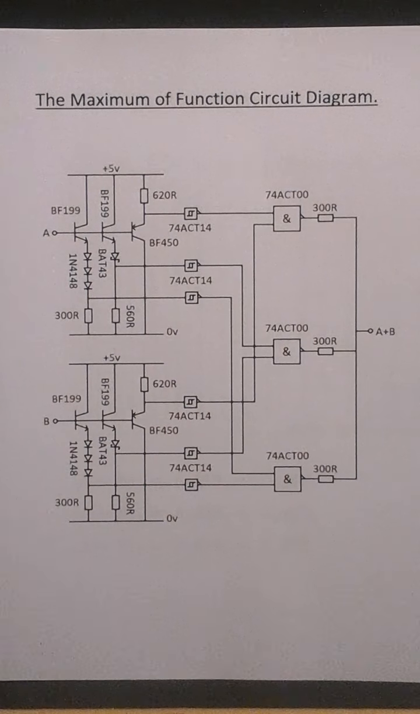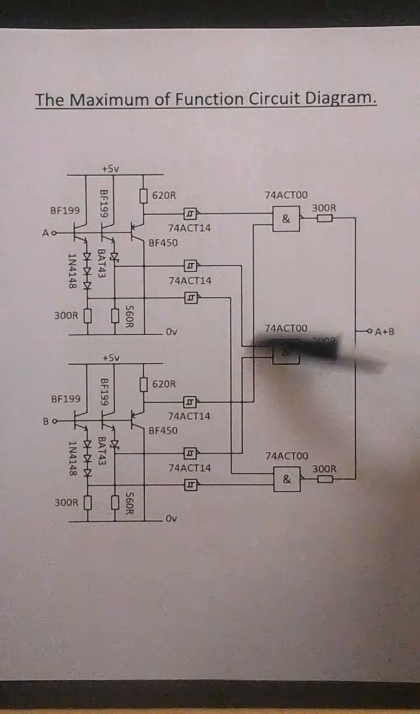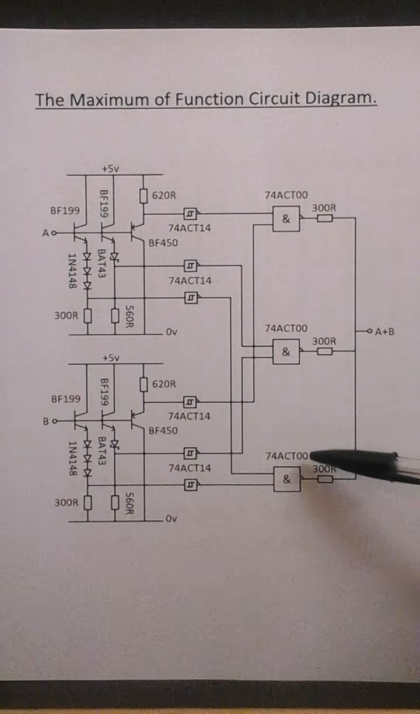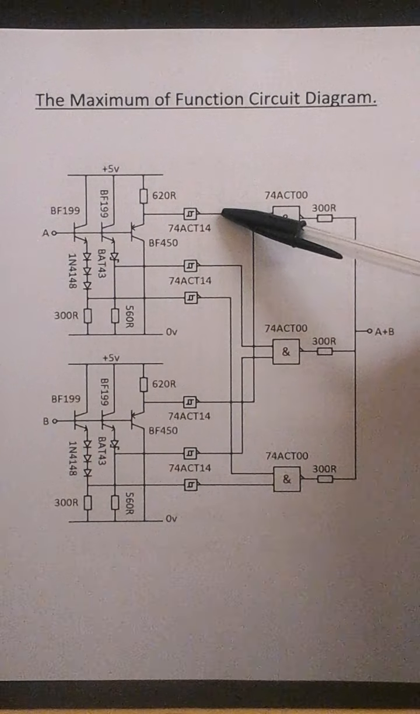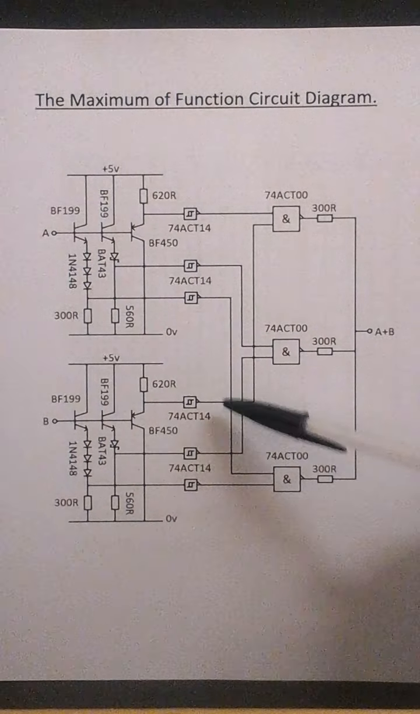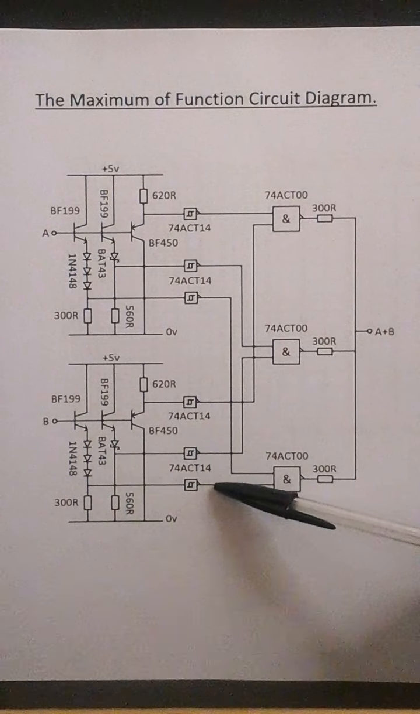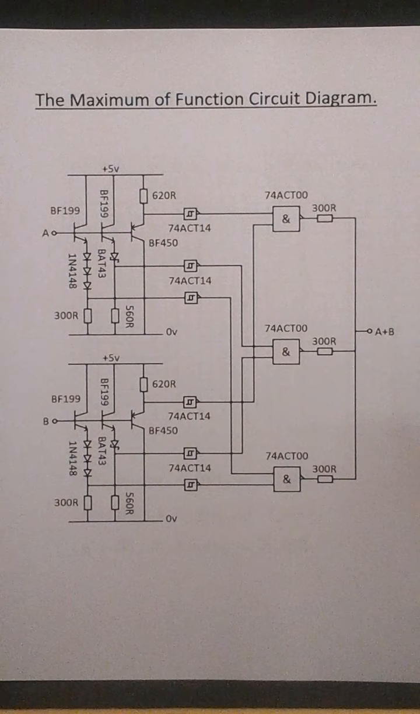So this is the circuit diagram for the maximum function. Here we have the NAND gates, 74ACT00. These are Schmitt trigger inverters. This is not A1, not A2, not A3 for input A, not B1, not B2, not B3 for input B. This is the output A max B. Right.